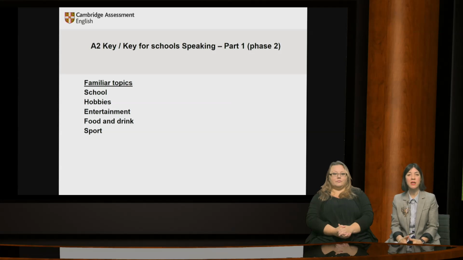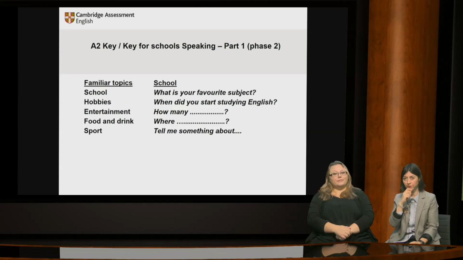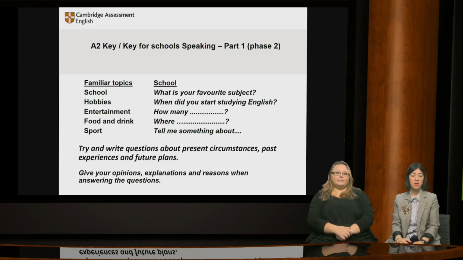And then set them a time limit, say 4 to 5 minutes, to come up with a list of personal questions about that topic. You want your students to practice giving personal, factual information. Give the students a couple of examples to get them started, and ask the students to think of questions starting with different question words: what, which, where, when, and also a tell me something about question. Encourage them to write questions about present circumstances, past experiences, and future plans.